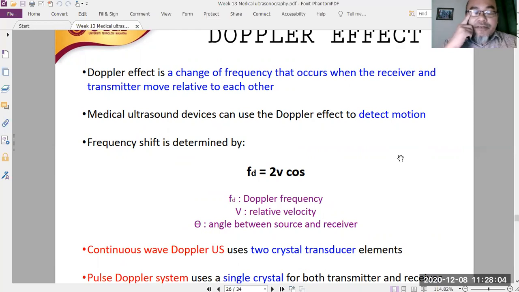So the frequency shift itself is determined by here, f_D equals 2 times v, the frequency, and cosine theta here. So I should include theta here, actually. Later I will change here. So there should be a theta here.